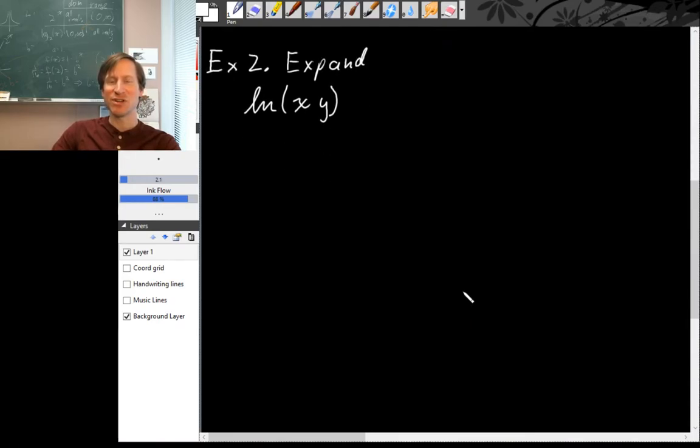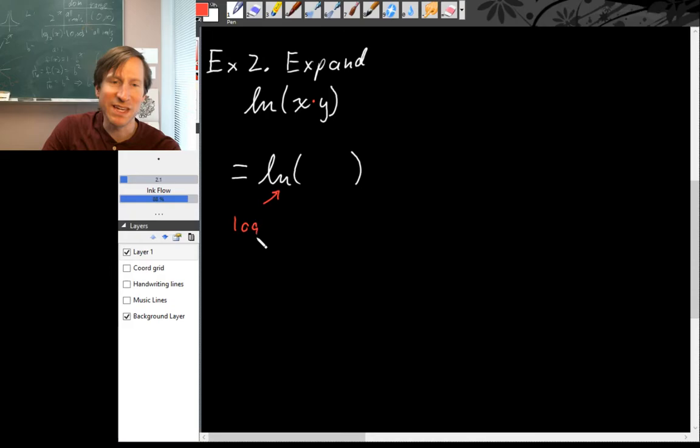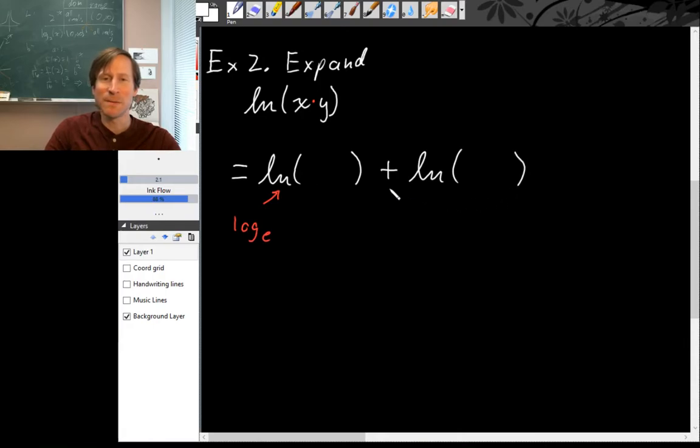Let's expand the natural log of x times y. Well, for this one, this time we have a product inside our logarithm, and one option that you have if you have a product inside a logarithm is to split this into two separate logarithms. Our two separate logarithms will have the same base, so remember natural log is really log base e. Since it's a product inside the logarithm, it turns into a sum outside the logarithms. And it's the sum of natural log of x and natural log of y.